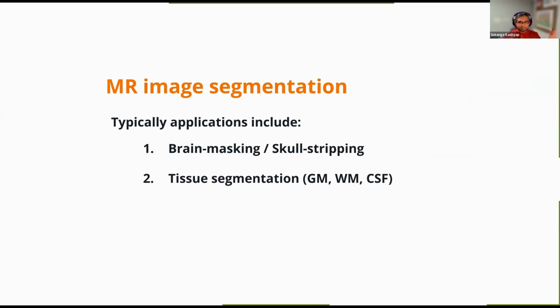So given that brief overview of all that exists, there are a lot of links that will be put in the description. You can have a look at them at your leisure. I'll move on to chapter 2, which is MR image segmentation. As you might have heard before, it typically involves brain masking, skull stripping, and tissue segmentation, where you want gray matter, white matter, CSF, and parcellations and so forth.